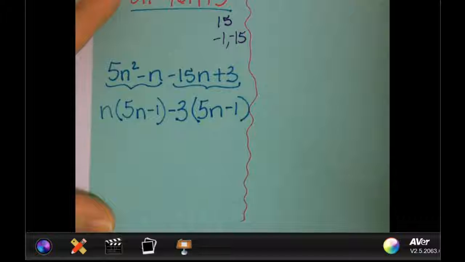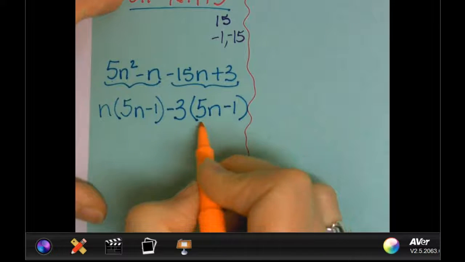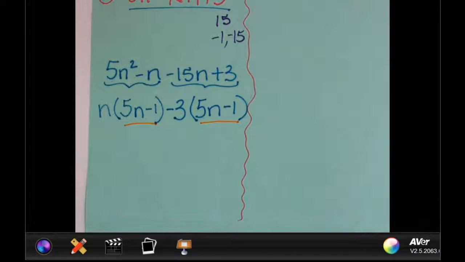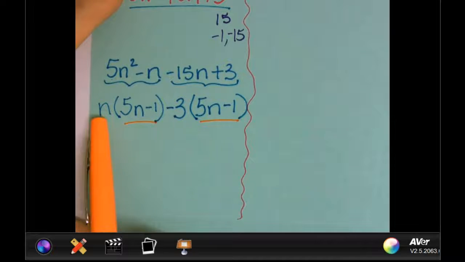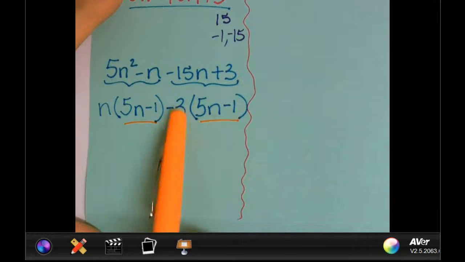Now when you get to this point, these two things right here should match. If they don't match, something went wrong. You have subtraction here, okay? There's no foiling stuff back together. This is multiplied by this one right here, and then this is multiplied by the negative 3.